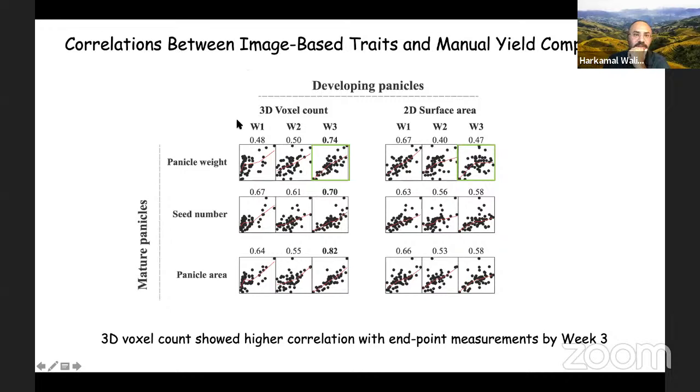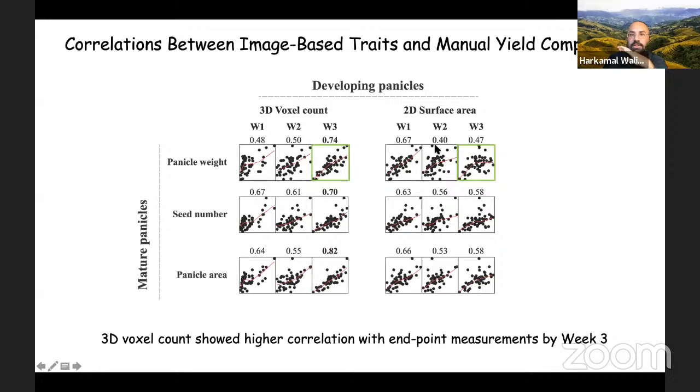So what we did next was we had this 3D voxel count, which would give you a volume as opposed to a 2D surface area of developing panicles, and W1, W2, and W3 are weeks 1, 2, and 3. We then looked at the correlations at maturity of the same panicles that we had imaged for panicle weight, seed number, and panicle area. What we found was quite striking. If you look at the correlation at week 1, it's 0.48, but as the panicle development matures, or progresses, you get up to 0.74 in terms of correlation.